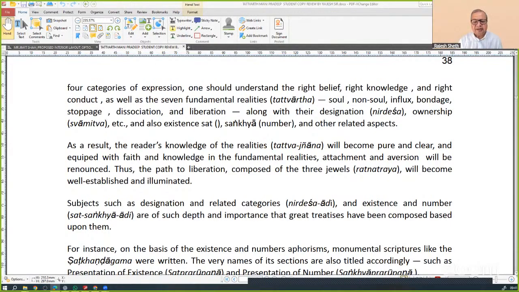As a result, the reader's knowledge of the realities will become pure and clear. If you explore all these dimensions, the knowledge of the realities, Tattvat Gyan, will become pure and clear. As you read again and again, it will become clearer and clearer. That's why repetition is very much required. Only a 2 hour a week class will not do. Every day you have to study this.